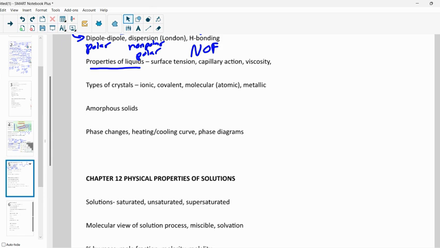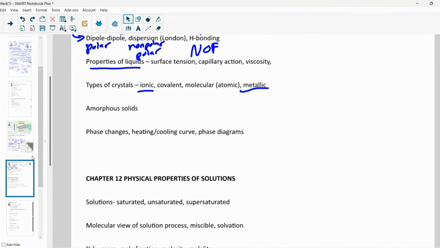Types of crystals. The easy ones. What is an ionic crystal? What is it held together by? Ionic bonds. We also say electrostatic forces, right? Something easy like that. Metallic. What holds metallic solids together? Metallic bonds. All right, so those are the easy ones.